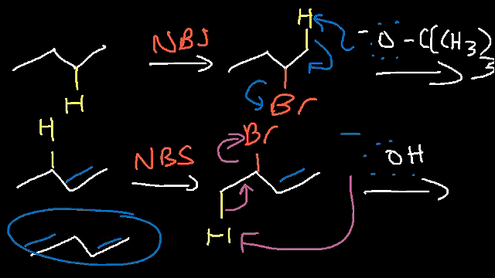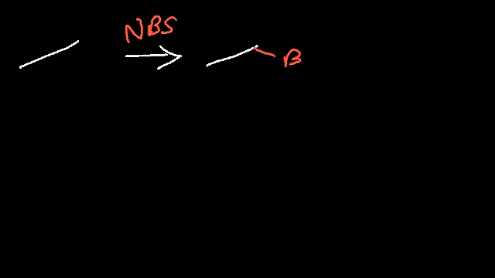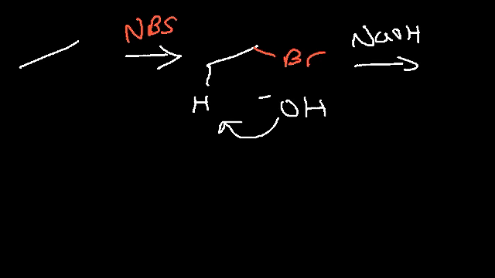Now I'm not sure if you see where I'm going with this, but in time you will. Now starting with ethane, I'm going to use NBS again to get ethyl bromide. And then I'm going to use sodium hydroxide, which is going to be an E2 reaction. And that's going to give me an alkene, particularly ethene.